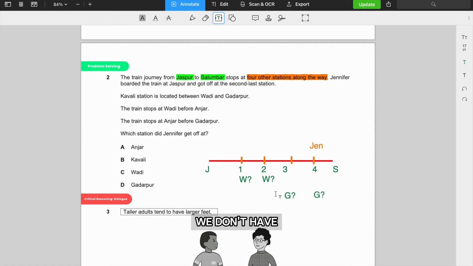Now this is all tentative, we don't have enough information right now. And then as for Cavally, it could either be here or here. So again, not enough information, that's why we put a question mark. But it says the train stops at Wadi before Anja. Okay, stops at Wadi before Anja. So we can't have Wadi here, because if Wadi was here, then that means Cavally has to be here, Gadapul has to be here, but there's no space for Anja. So that means Wadi can't be there, okay?